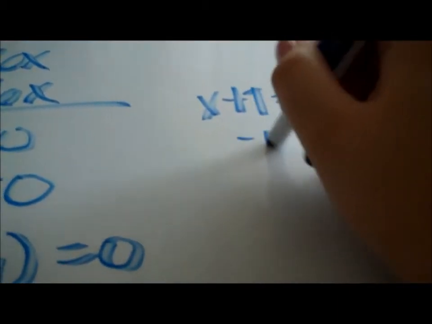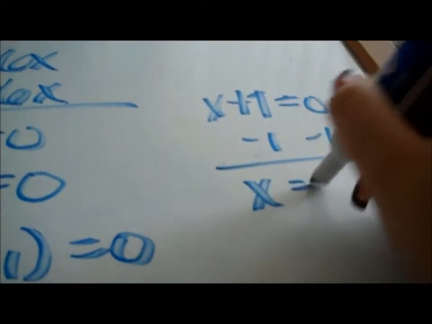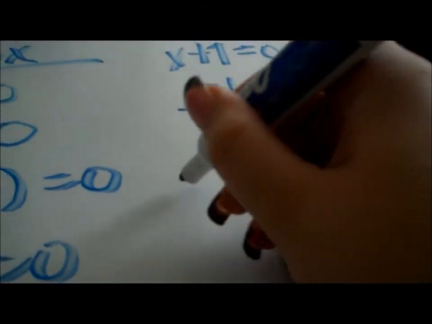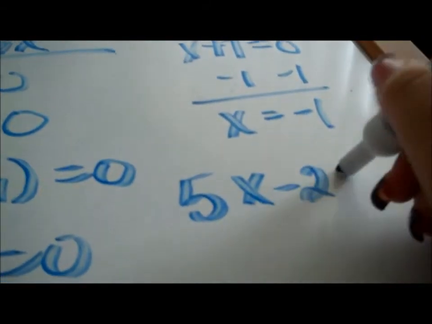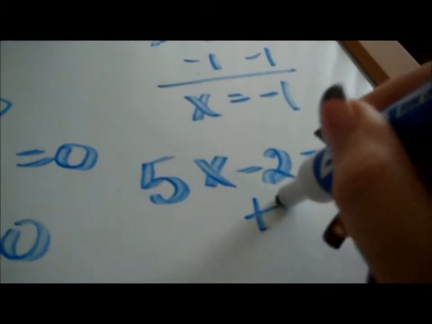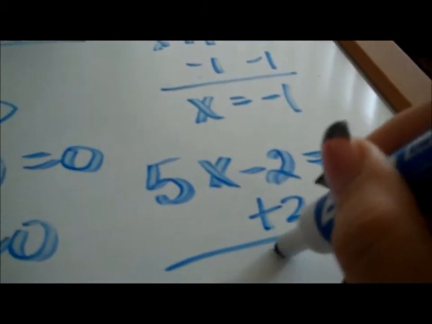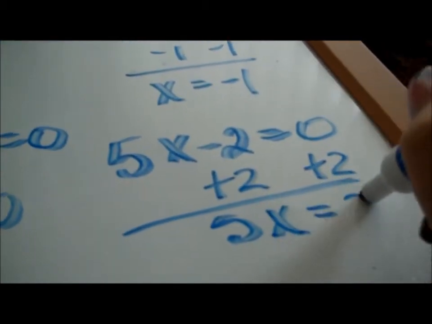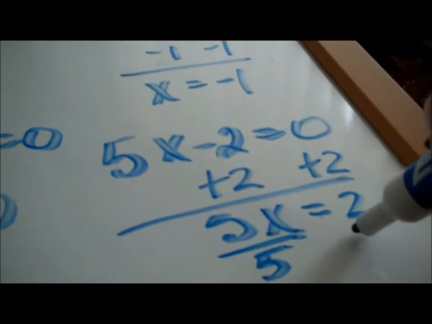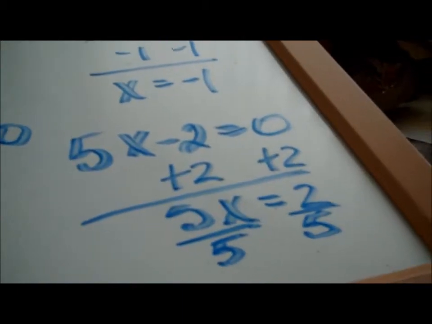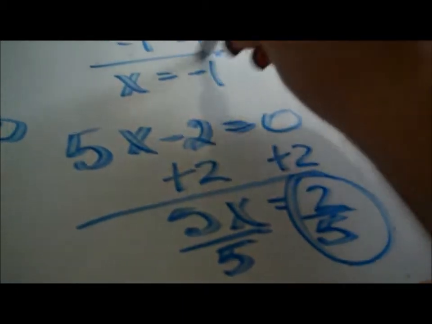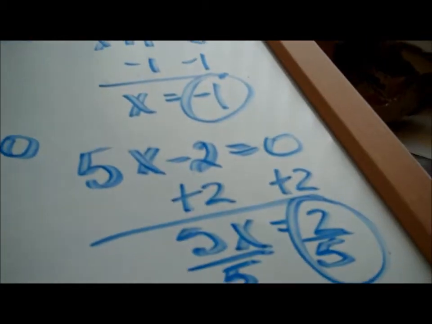So I'm going to come off to the side since I ran out of room. I have x plus 1 equals 0. Minus 1 on both sides, I get x equals a negative 1. My other one was 5x minus 2 equals 0. Add 2 to both sides. I get 5x equals 2. Divide both sides by 5, and so therefore I get 2/5. So my answers are negative 1 and 2/5.